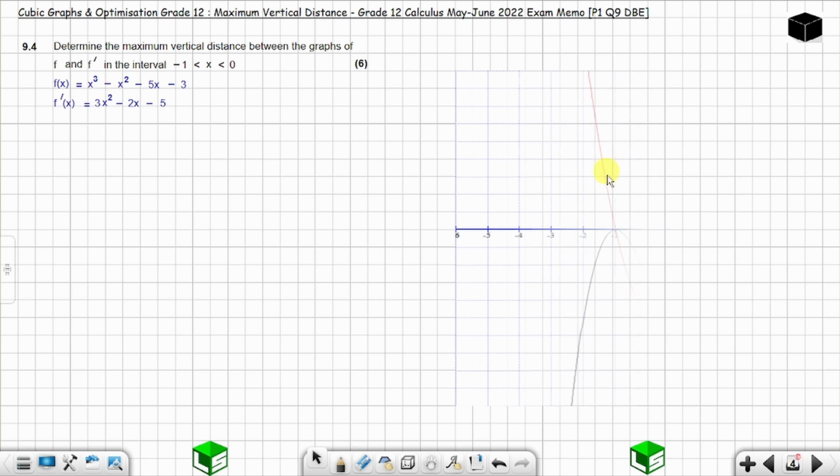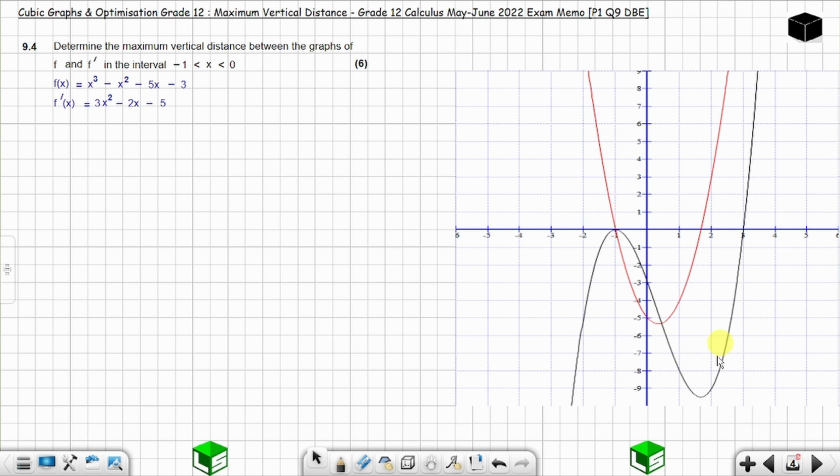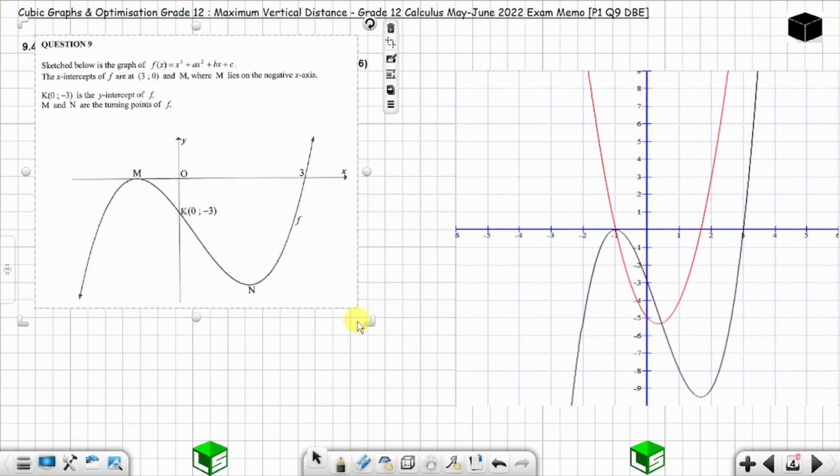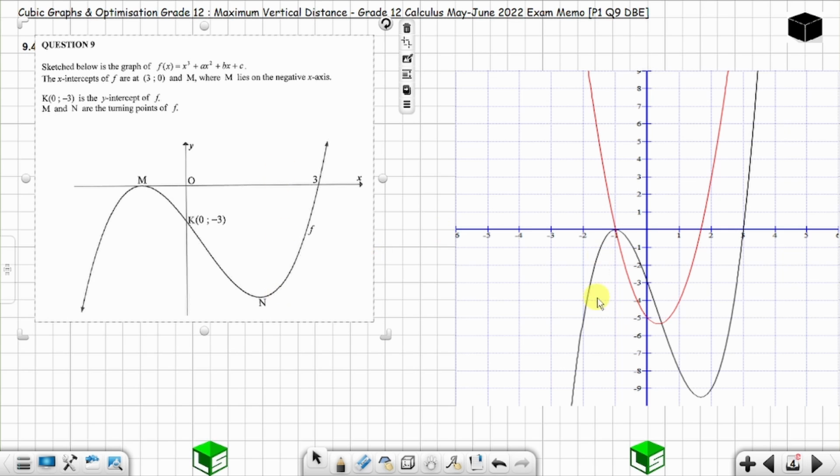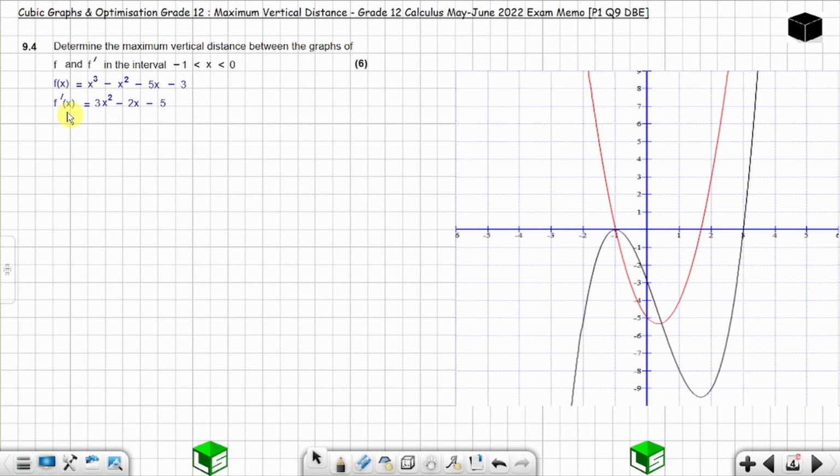So the two graphs, the graph of f, this is the graph of f that you are given from the question, right? The one in black. And the one in red is the graph of f prime. The question is determine the maximum vertical distance between the two graphs, the graph of f and the graph of f prime in the interval from -1 to 0.